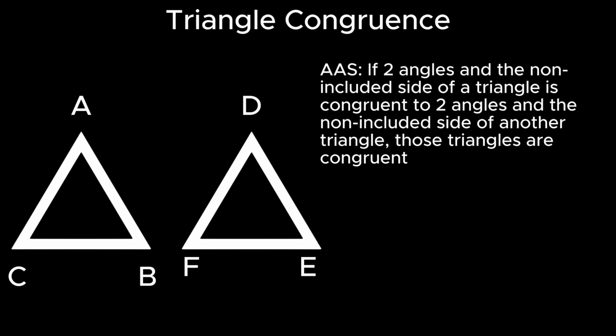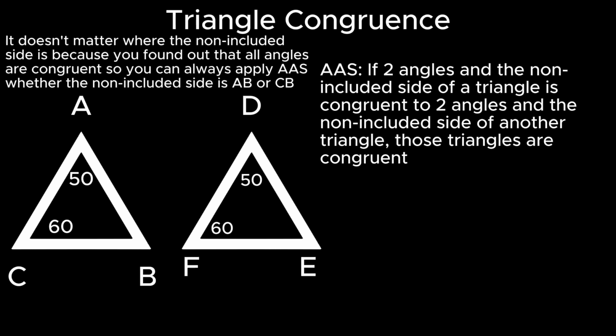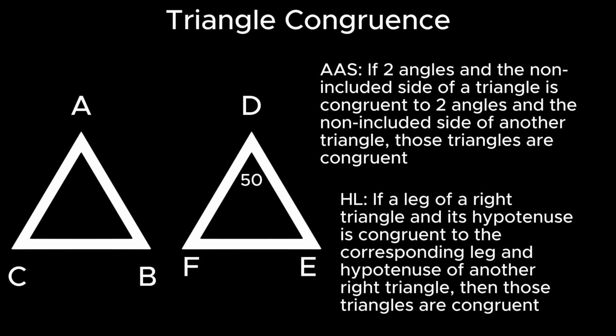So let's say we have angle A, which is 50, angle C, which is 60. Well, if we have those two angles, and let's say angle D is 50 and angle F is 60, well, we know that angle E of both of those triangles has to be 70 because the angles of a triangle have to add up to 180. So if we know two angles of one triangle and two angles of another triangle are congruent, then the third angle must be congruent. So this is kind of like the same thing as ASA.